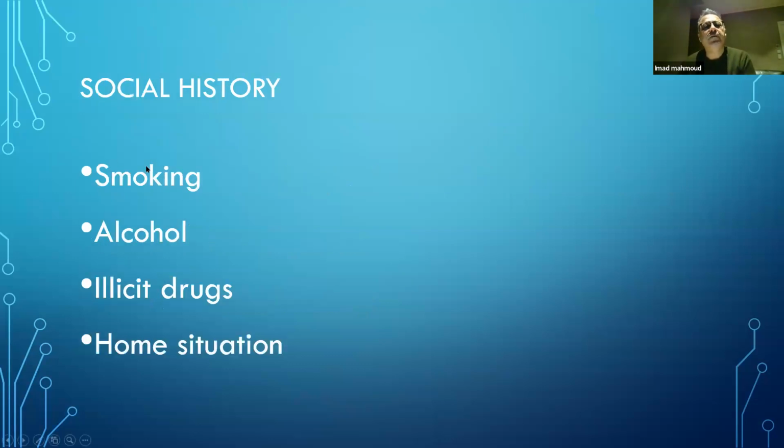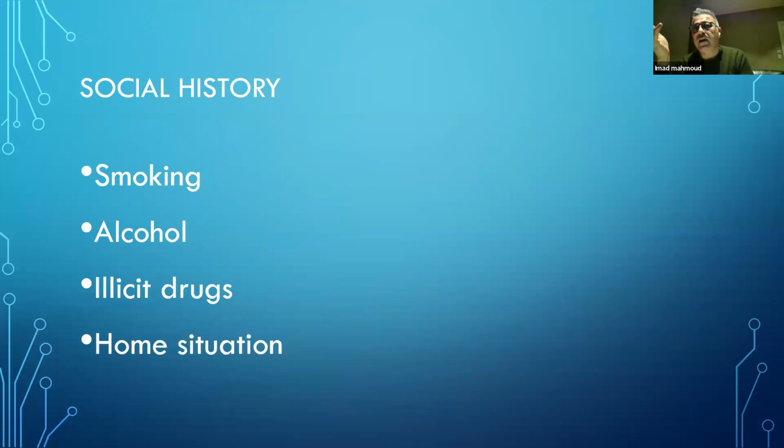Social history. Do you smoke? Do you drink alcohol? Do you take any recreational drugs like marijuana? Do you do heroin? Anything? Home situation, social history is very important. Do you live by yourself? What is the social situation of the patient?